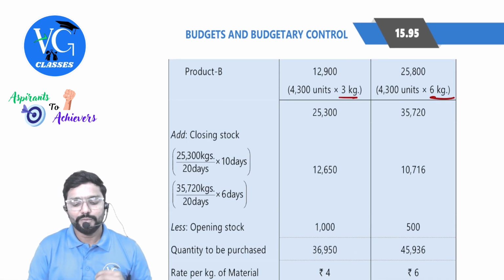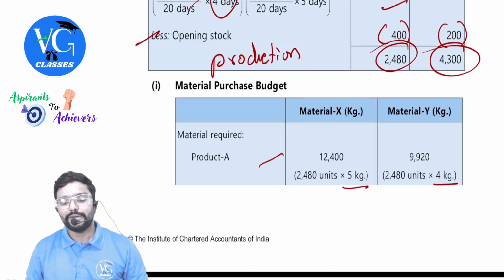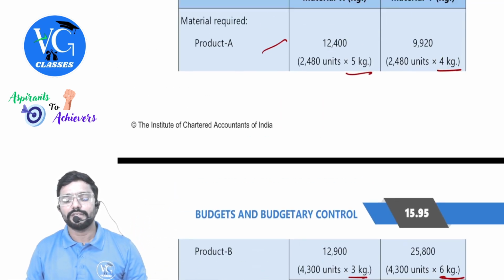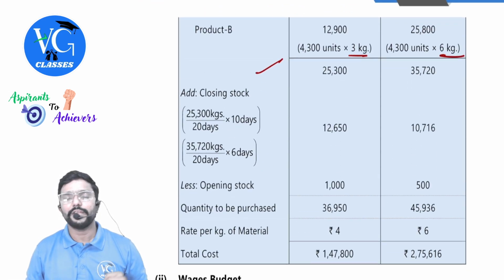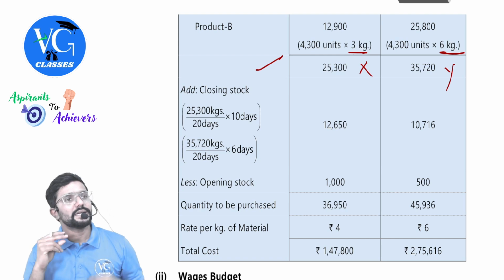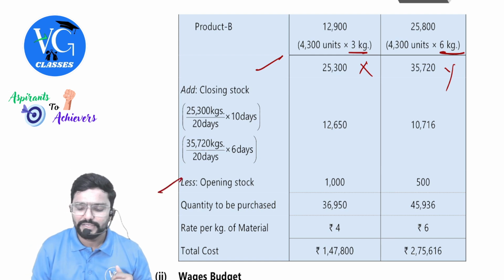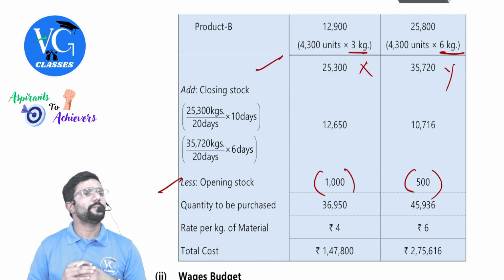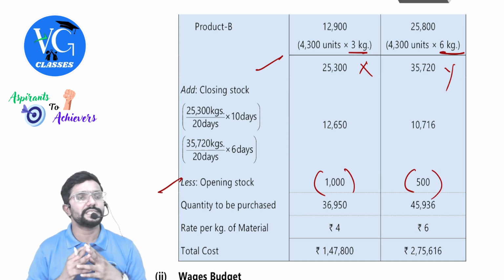So if you add up both, how many kgs of material X are required? 25,300. Material Y, 35,720. X and Y. Okay, sir. Guys, come on. Opening stock, have they given? Straight away copy paste. Opening stock. Closing stock is interesting.